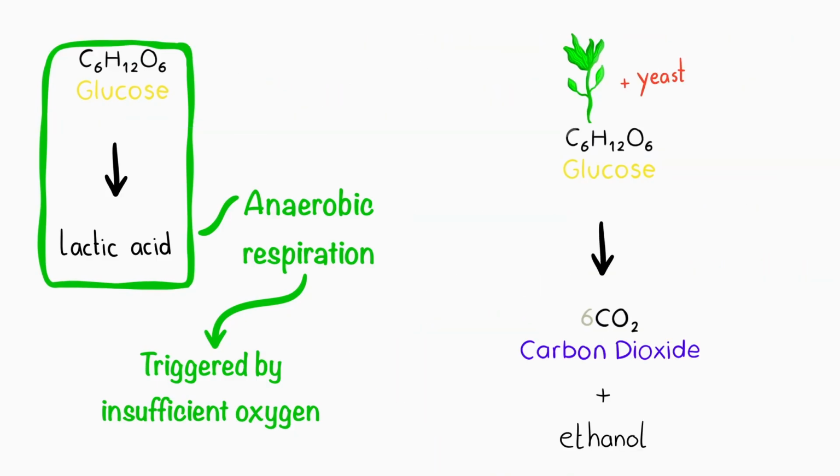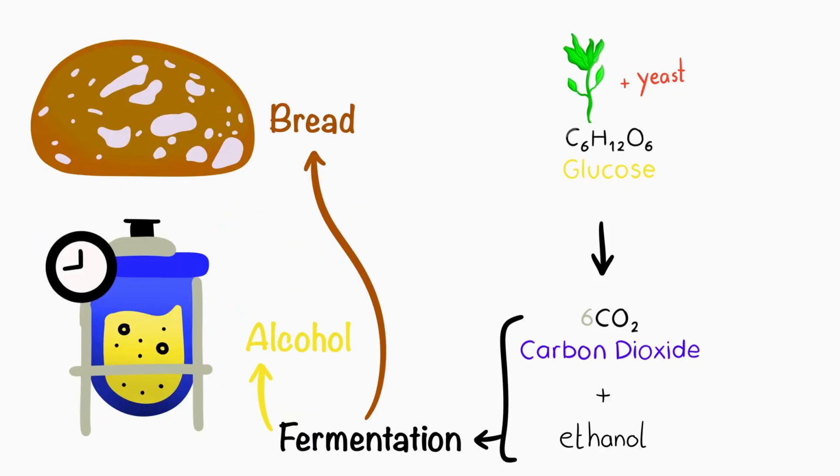Plants and yeast cells can also respire without oxygen, but they produce different end products. Their anaerobic respiration creates ethanol and carbon dioxide instead of lactic acid. This process in yeast cells is called fermentation. It has important economic applications in bread making and producing alcoholic drinks.